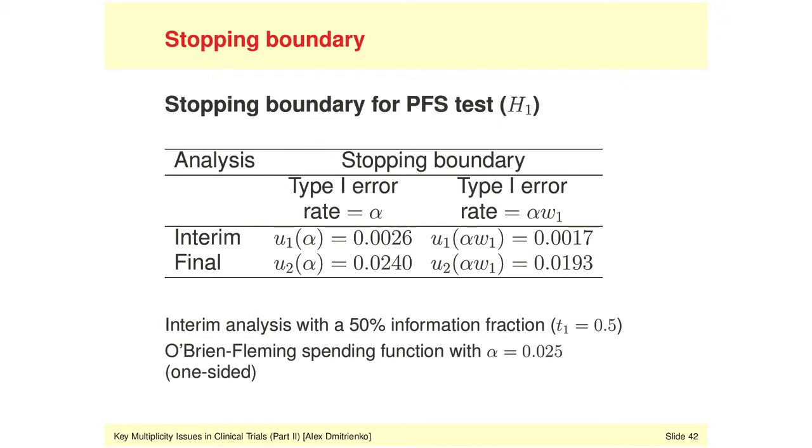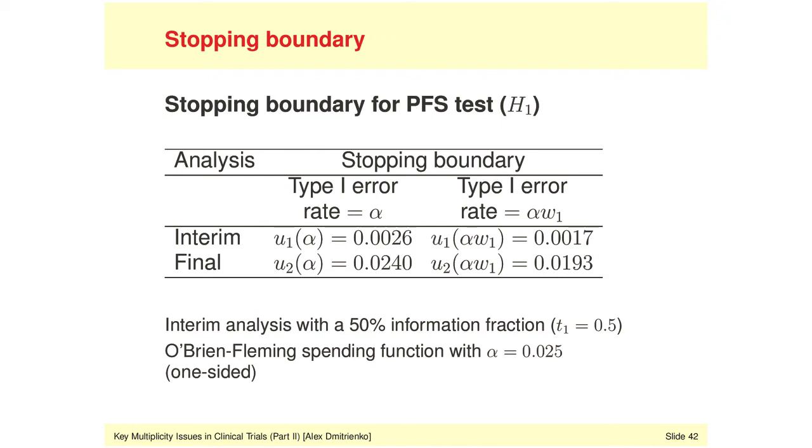The first row in this table corresponds to the adjusted significance levels that will be applied at the interim analysis, and the second row defines the adjusted significance levels for the final analysis. Now let's take a look at the columns in this table. The column under the heading type 1 error rate is equal to alpha defines the adjusted significance levels that will correspond to the case when all of the weight will be set to 1.